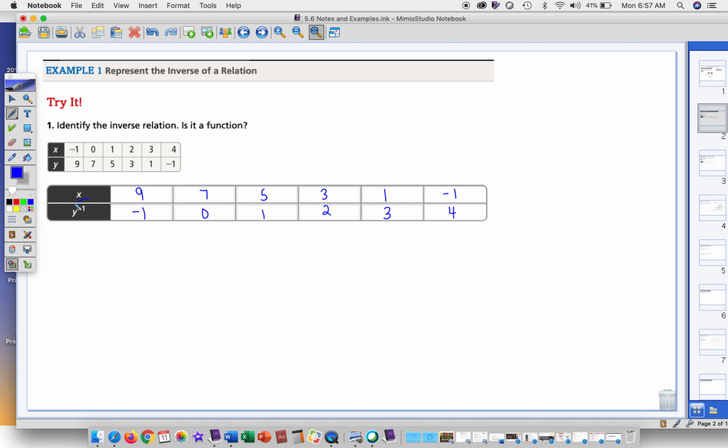Now also notice this notation. That's not a power, that's the universal symbol for inverse. So when you see that y to the -1, you'd read this as y inverse.